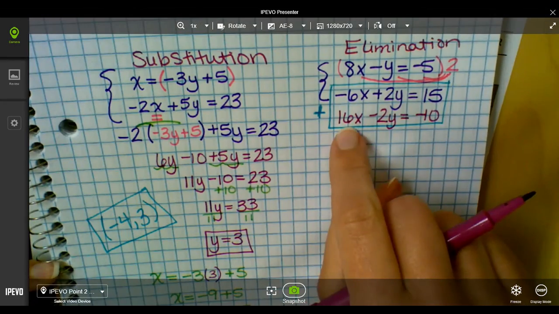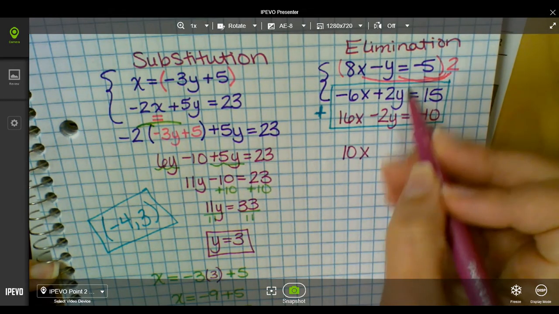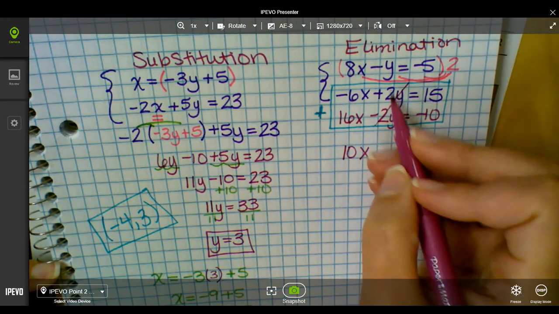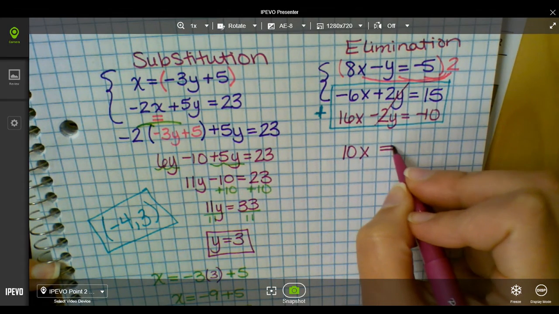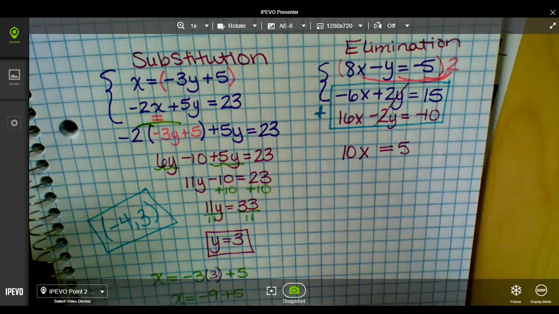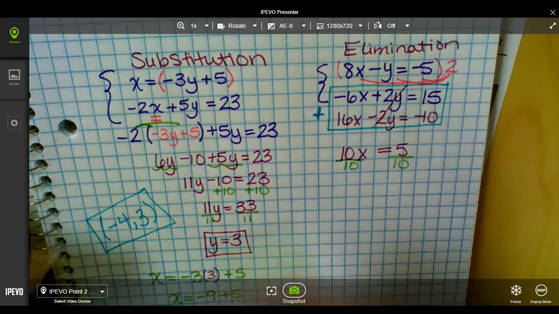So negative 6 plus 16 is positive 10x. These are the ones that cancel out. 2 minus 2 is 0. And then 5 plus negative 10, or 5 minus 10, equals just 5. So when I go to solve this, I divide by 10.